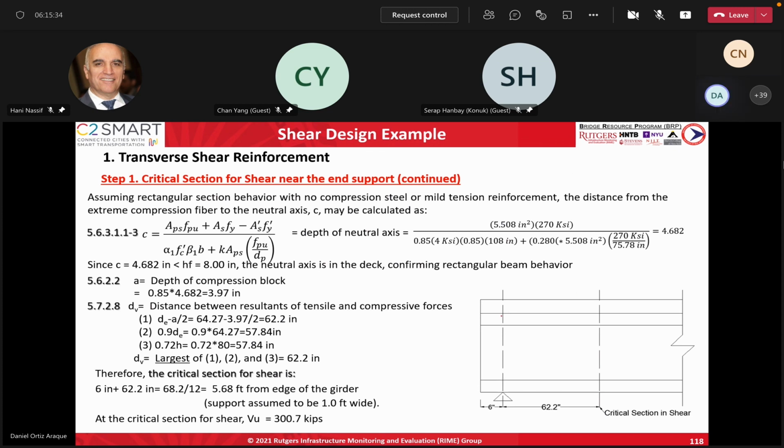We also need to assume that the width of the bearing is 1 foot, and this dV is at the center of this bearing. So that gives a total of 5.68 feet from the edge of the girder. At this section, from before, you can see we calculated that the shear force is 300 kips.